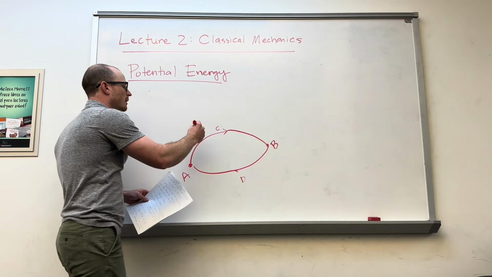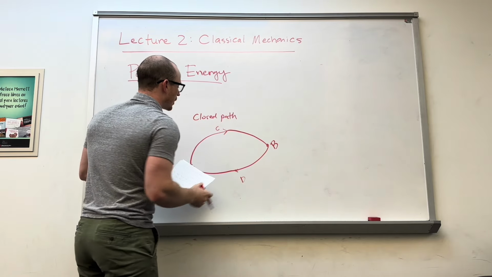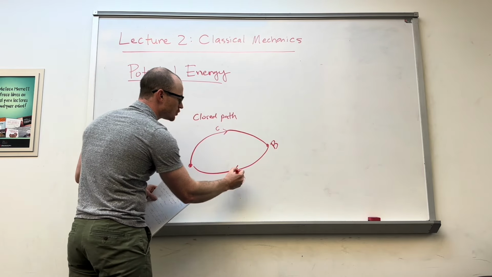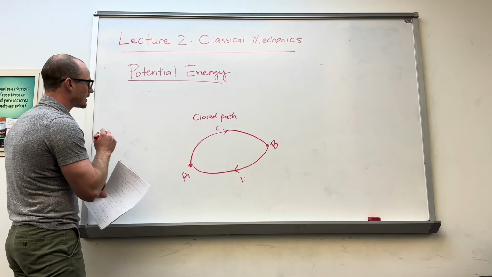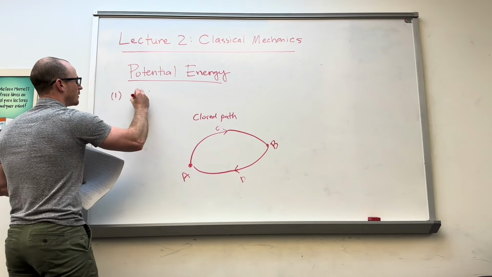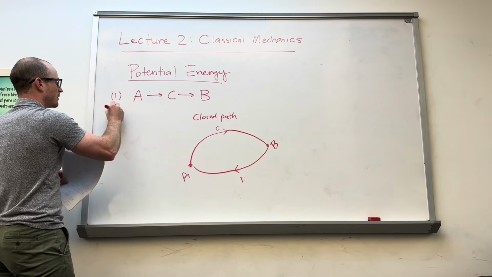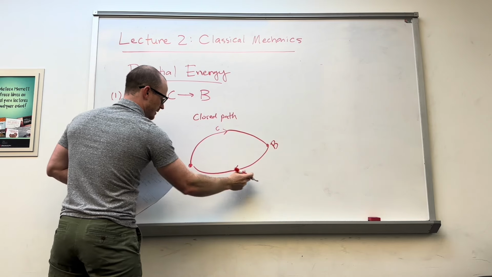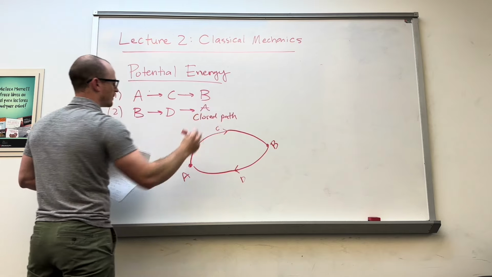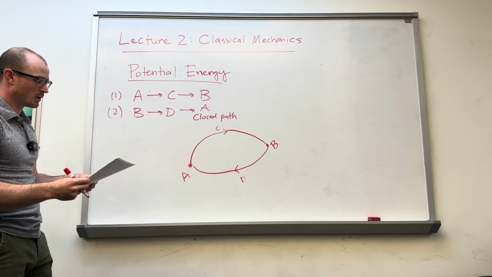All right, so returning to our closed path, now I want you to consider what happens if we break the motion of this particle through this path into two parts. Let's break it into a first part in which the particle goes from A to C to B, and a second step in which the particle goes from B to D to A. So two separate motions to complete this closed loop.